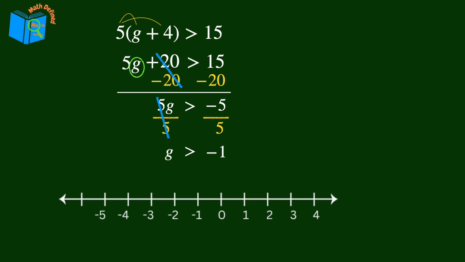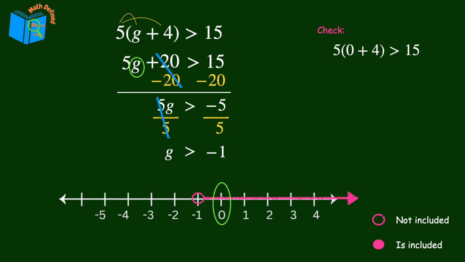Now for the graph. Place an open circle at negative 1 since negative 1 isn't included and shade the values to the right. Let's check the solution by using another easy number that is greater than negative 1, like 0. On the left, 0 plus 4 is 4, and 5 times 4 is 20. Is 20 greater than 15? Yes.